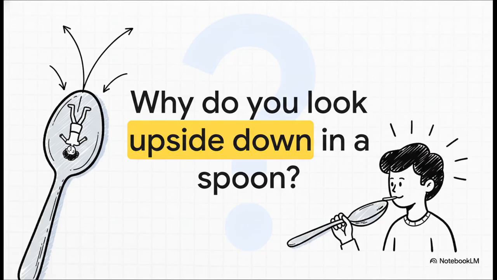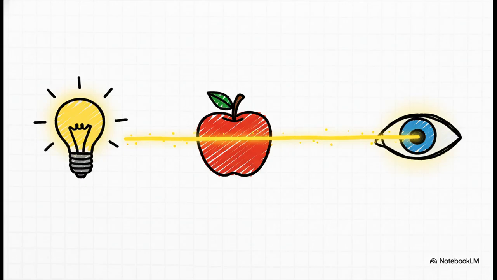Go grab a shiny spoon, look into the part you eat from, and what do you see? You're upside down. Why is that? Well, the answer reveals the secrets of how light truly behaves. So, to get to the bottom of this whole spoon mystery, we have to start at the very beginning. We're going to trace the actual path that light takes as it travels through the world, bounces off of objects, and creates the images that we see.